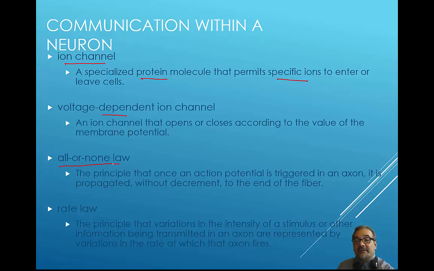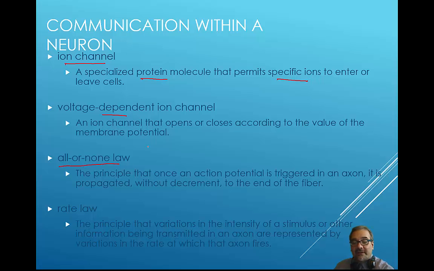And the all or none. The all or none is the principle that once an action potential is triggered in an axon, it's propagated without any decrement. I mean, there are decrements under the myelin, but as a whole, it does not decrement. It's an all or none process. You've got the same voltage at the end as you get in the beginning.